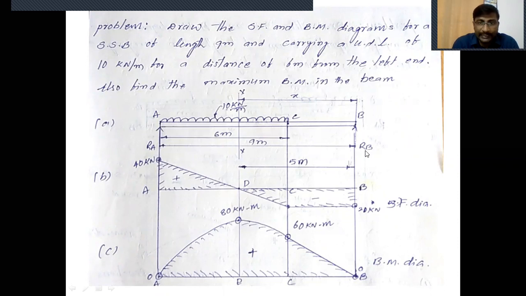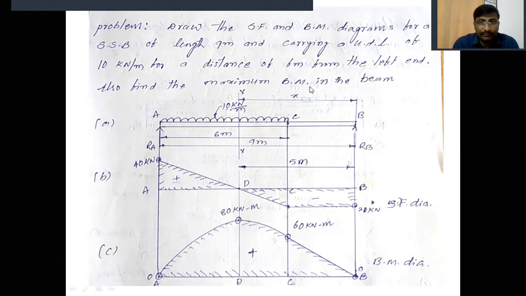Over the entire length of 9 meters, it is acting on the length of only 6 meters from the left end. From the left end means from the left support. The load occupies a 6 meter distance. The remaining 3 meter distance, the BC portion, is empty and not subjected to any loads.